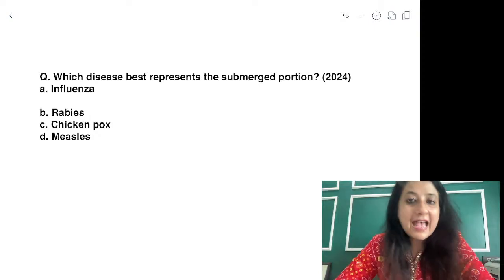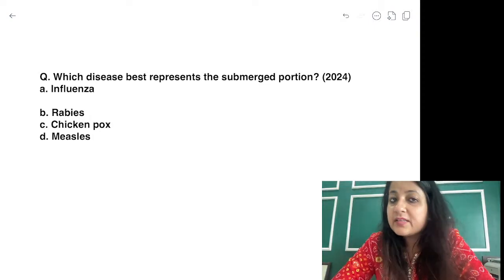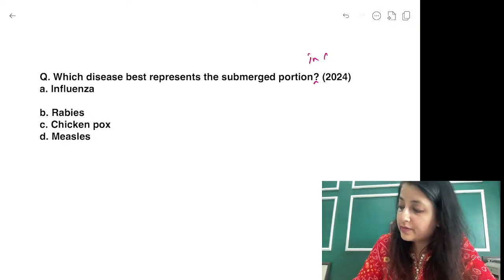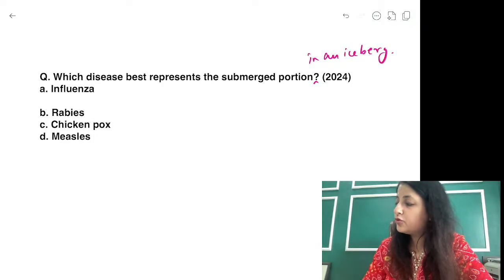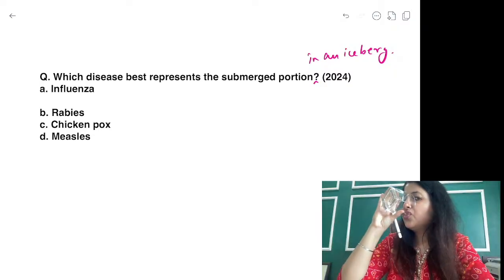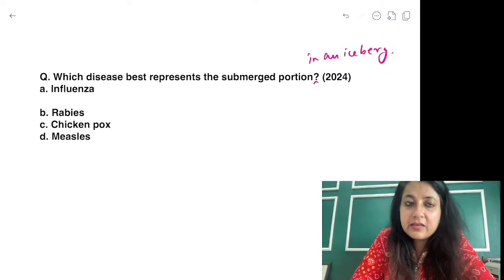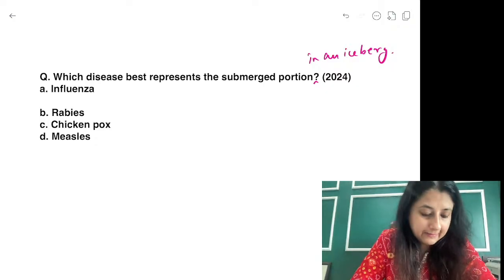Got it? Everybody, which is not a part of global hunger index, just remember this small story. Next question. Iceberg phenomenon. Which disease best represents the submerged portion in an iceberg? Influenza, rabies, chicken pox, measles. What will you mark?